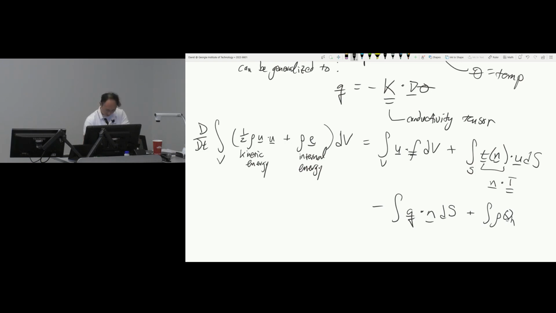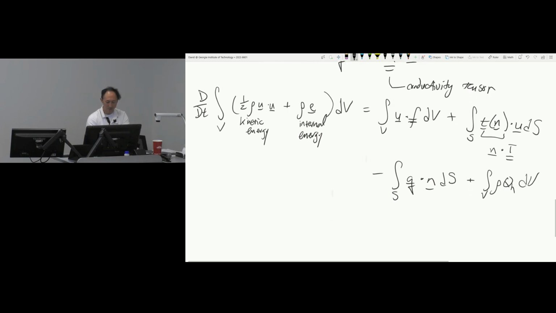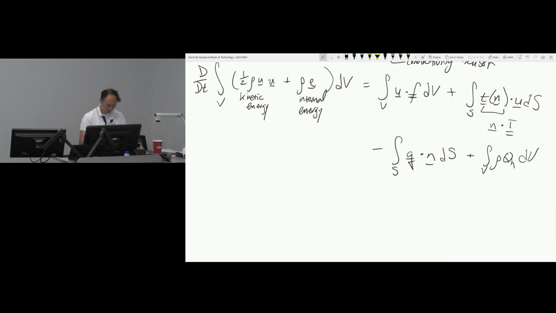And then we have the heat flux across the surface. Again, this is a surface integral, and the heat generation, which are independent. All right. So this is the math form of what we just wrote, accounting for all the different mechanical and thermal energies.